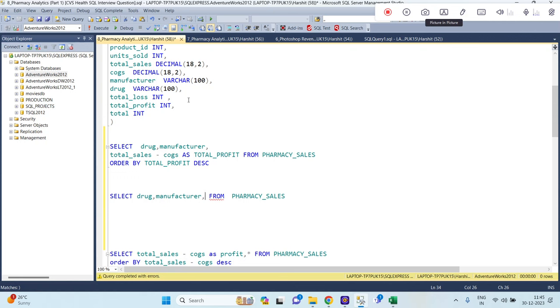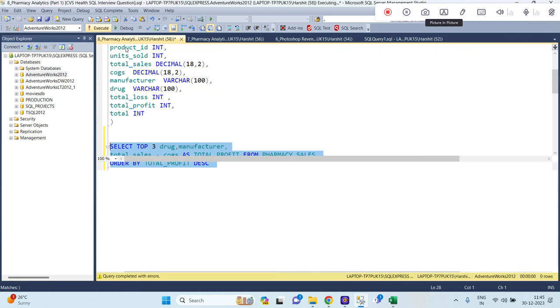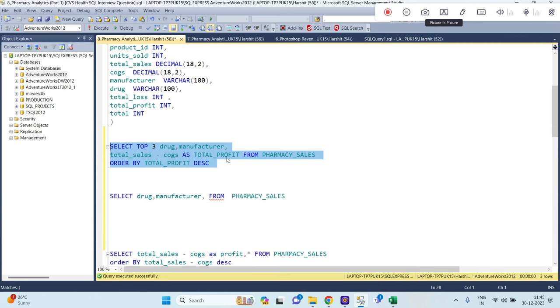Yeah, top three works in SQL Server. Actually, we have already solved the problem, right? We have already solved the problem. But in SQL, you know the speciality, right? One problem we can solve in multiple ways.